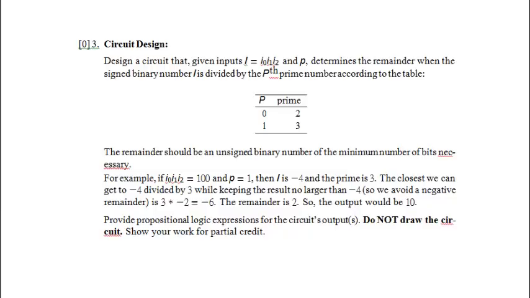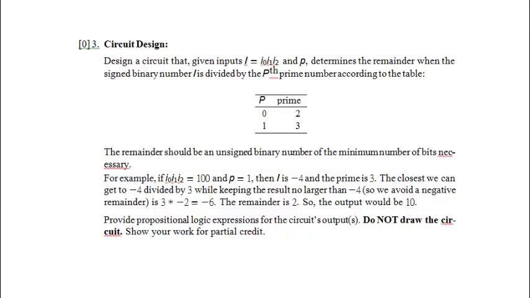we're just going to name I to refer to it easily, and P, that's presumably a 1-bit input, determines the remainder when the signed binary number I, so I is a 3-bit signed binary number, is divided by the pth prime number according to this table. That's a capital P here, that's a lowercase p there. I'm going to assume they are the same thing, since there doesn't seem like there's any other sensible interpretation. So when p is 0, the prime that we're dividing by is 2, and when p is 1, the prime is 3. So we're going to determine the remainder when I is divided by either 2 or 3.